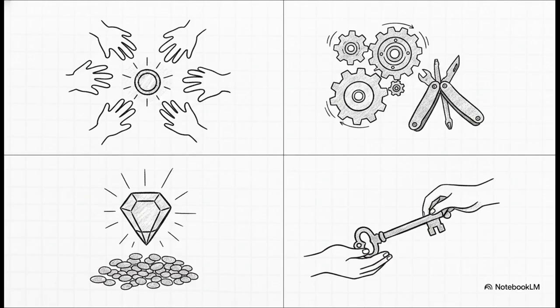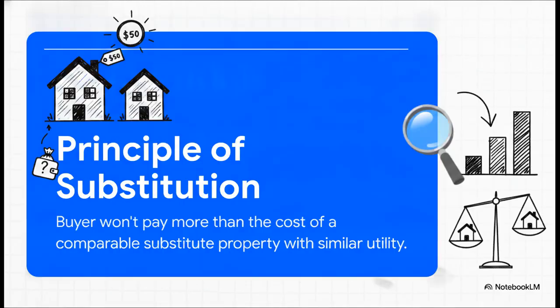First, demand. People actually have to want it. Second, utility. It has to be useful. Third, scarcity. It can't be infinite. Supply has to be somewhat limited. And fourth, transferability. You have to actually be able to transfer the ownership rights from one person to another. If you've got demand, utility, scarcity, and transferability, you've got value. Just remember DUST.